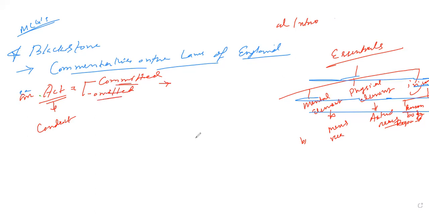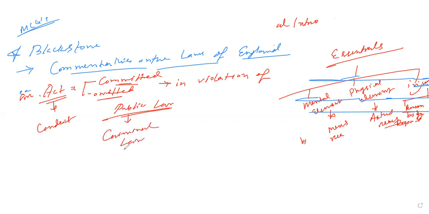Committed and omitted in violation of public law. Public law means the law of that country. Violation of public law. Here we can presume that it's our criminal law. Public law either forbidding or commanding it. That public law may forbid or command.